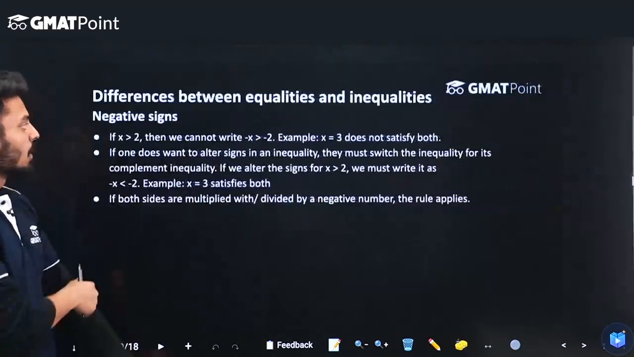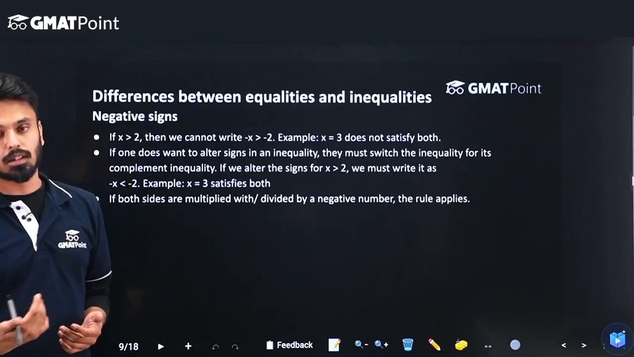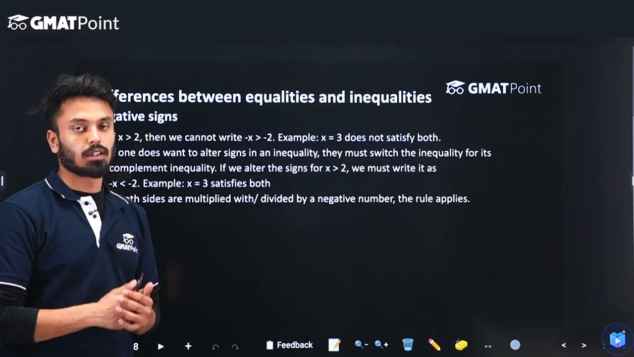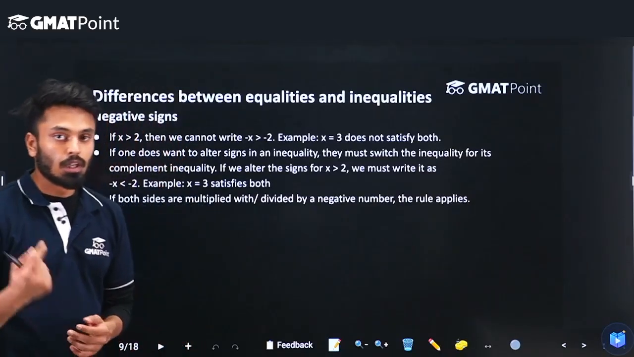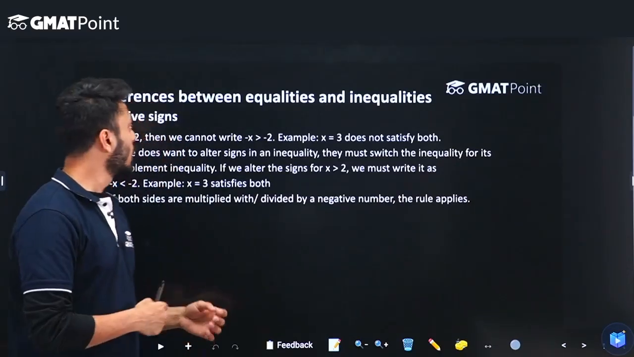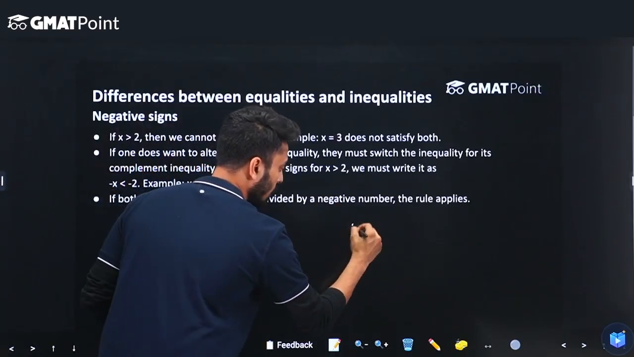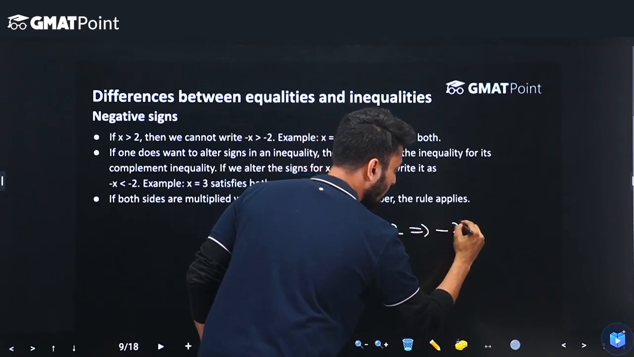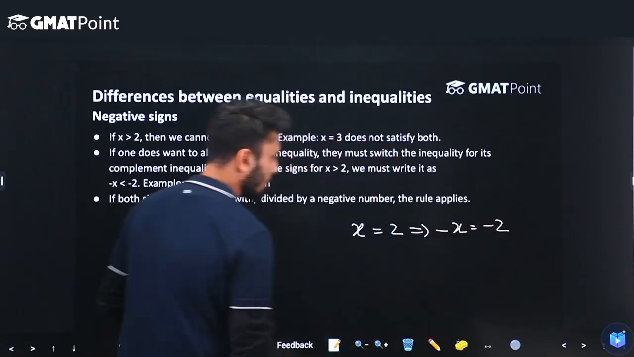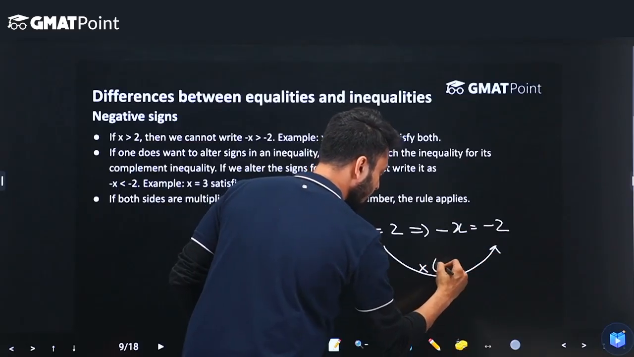Let's move on. Now we'll look at the differences between equations and inequalities. As I stated at the start of the video, there are certain things you can do with equations that you can also do with inequalities, but not all of them. The first one of those that you cannot do is simply change the signs. For example, in an equation, if you have x equals 2, it is completely valid to write minus x equals minus 2. You are simply multiplying both sides with minus 1, right?